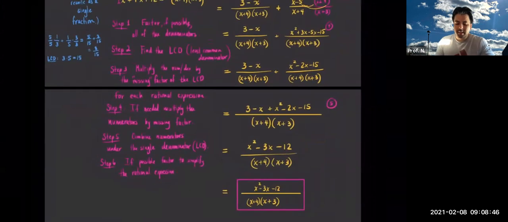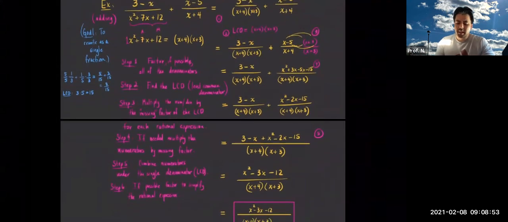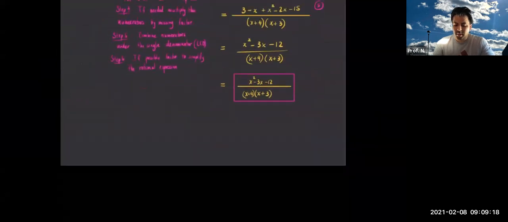Okay, so that's adding, and subtracting is pretty much the same procedure. It's just that when it comes to step number 5, instead of adding them, we're going to subtract. And then we have to pay very careful attention when you subtract the numerators, because you're subtracting the entire second numerator. And many students forget to distribute that negative sign. So we'll do one of those, and then we'll be done with rational expressions.